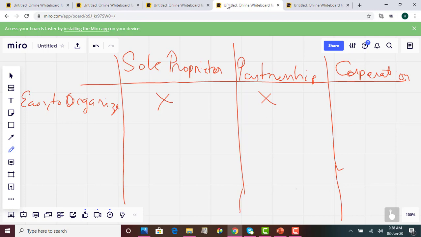But corporation is difficult to organize. You have to get a lot of shareholders, a lot of people to come together in a mutual agreement in order to form a corporation. So that's one of the disadvantages of corporation. But the advantage of sole proprietorship or partnership is easy to organize. Okay, then we have another characteristic called permanence.